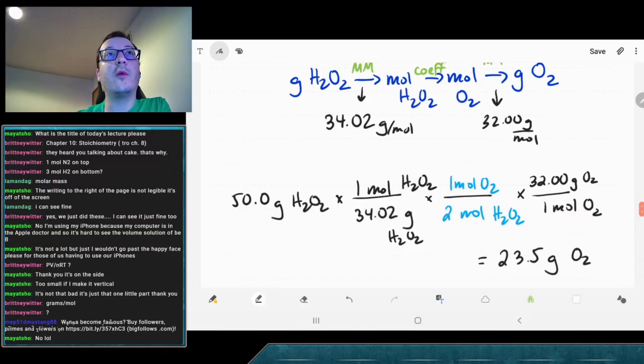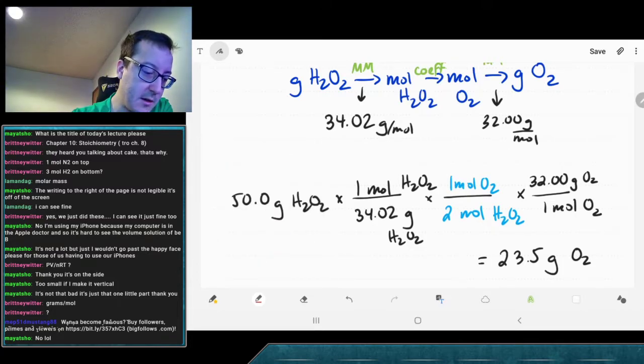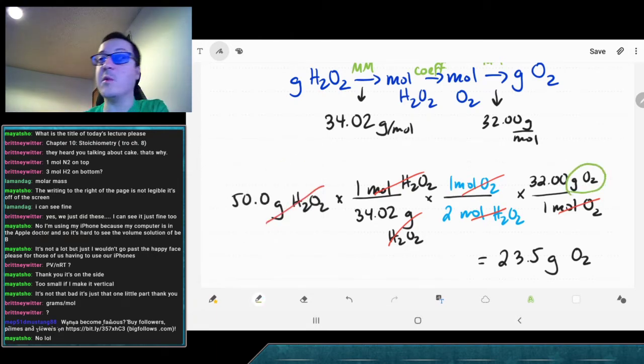Let's double check our units here. Make sure everything cancels out. Grams of hydrogen peroxide cancels out. Moles of hydrogen peroxide cancels out. Moles of oxygen cancels out. We should be left with grams of oxygen, which indeed we are.